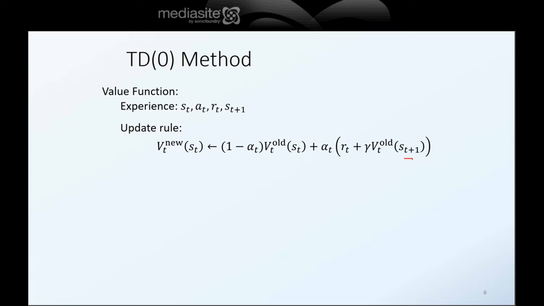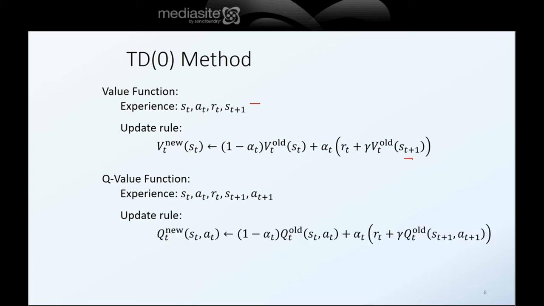Now let's see how we can write down the equivalent expression for the Q value function. Now for the Q value function, we actually need A_{t+1} here. So our experience will be S_t, A_t, R_t, and then the next state S_{t+1}, and the next action A_{t+1}. And why? Because this is the equivalent expression.